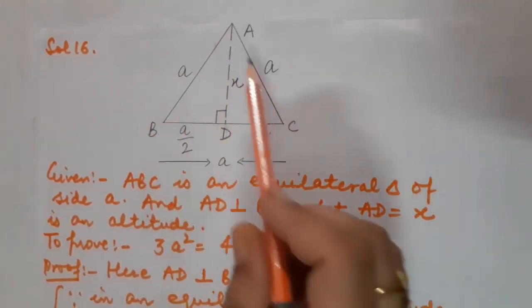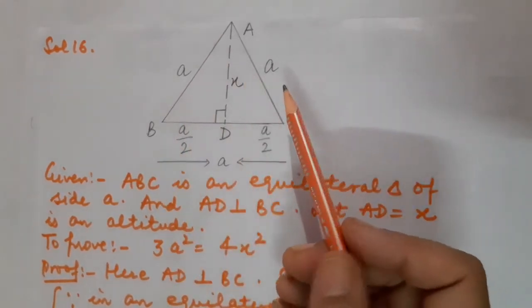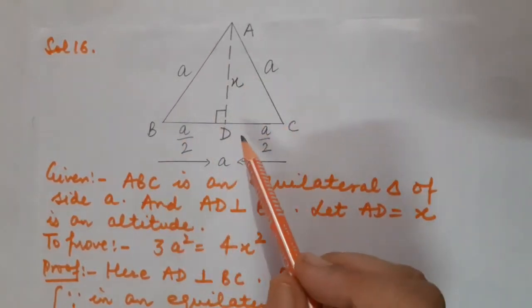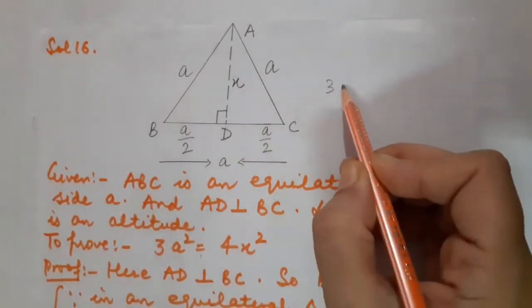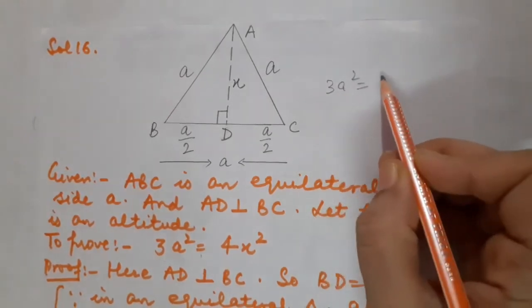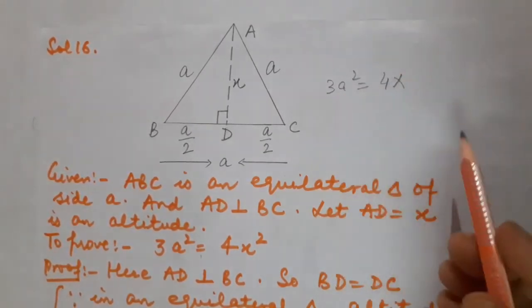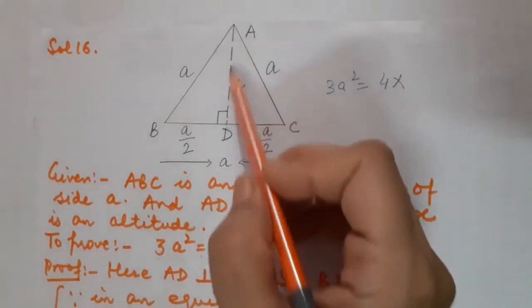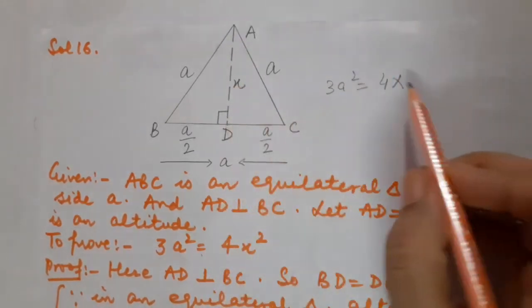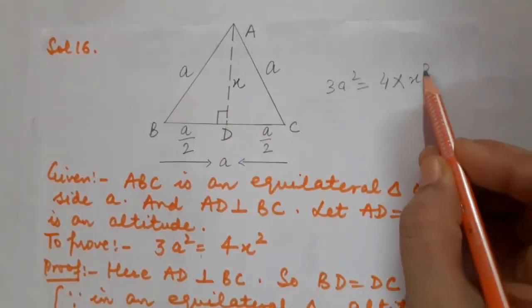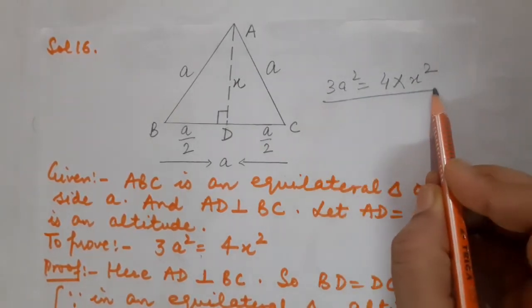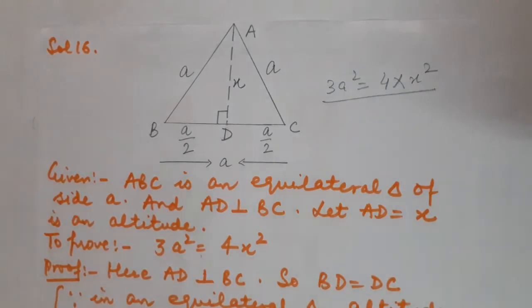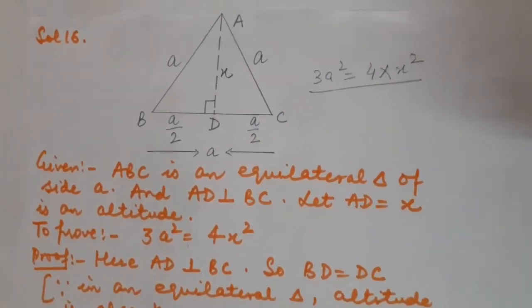You know, in an equilateral triangle, all the 3 sides are equal. So 3 times the square of one side of an equilateral triangle, means thrice of A square, is equal to 4 times the square of one of its altitudes. There is altitude AD. So AD I have considered as x. So I have to prove that 3A square is equal to 4x square. Got it? Okay. Now, let us start its proof.